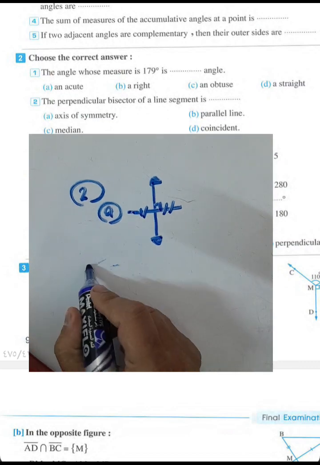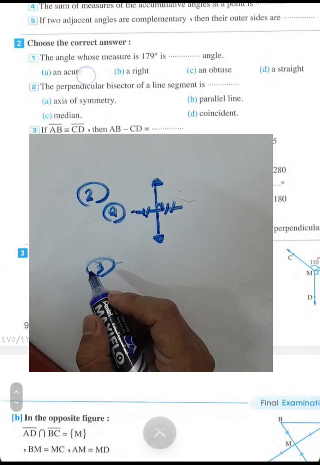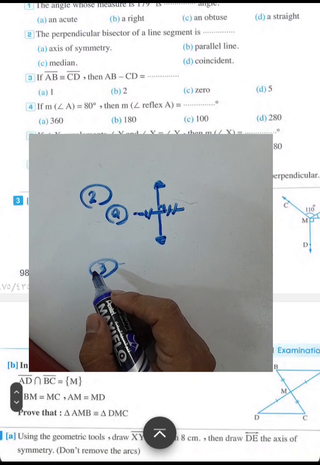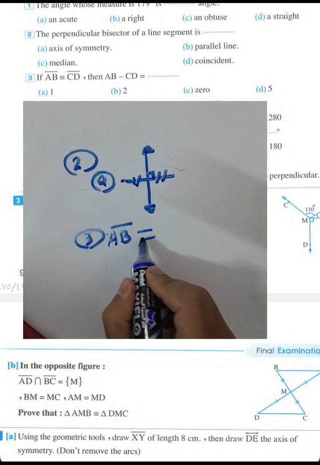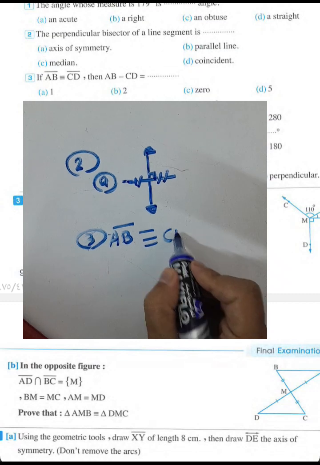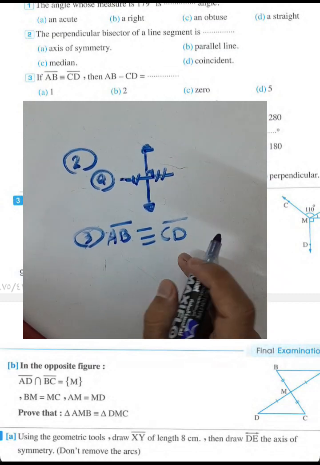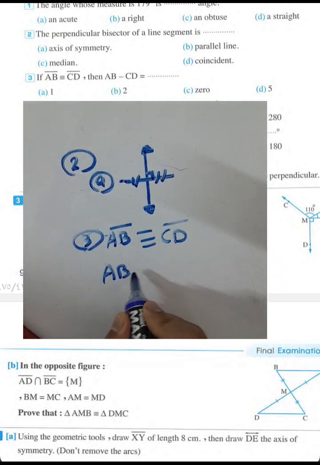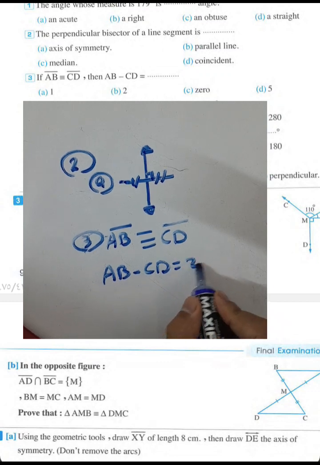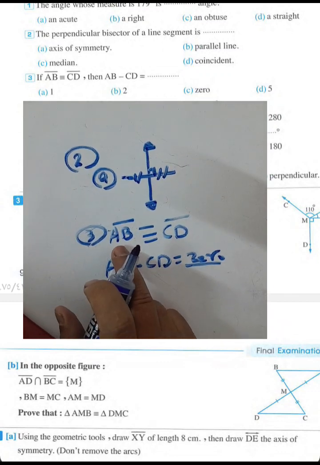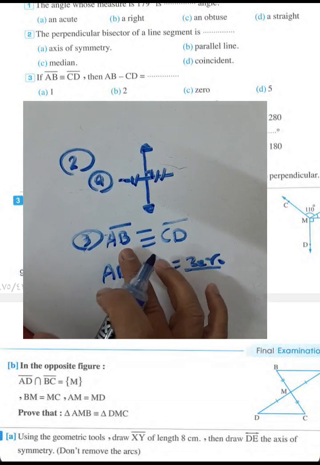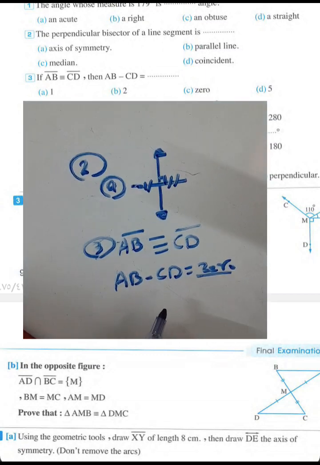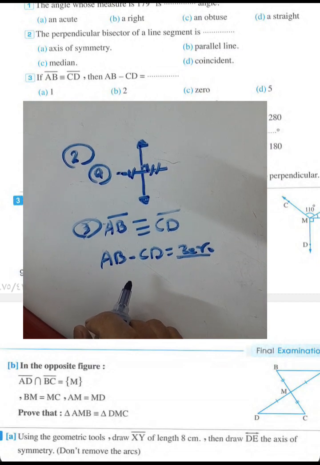Question number three. If line segment EF is congruent to line segment CD, then the difference between them, EF minus CD, will be 0, because line segment EF is congruent to line segment CD, meaning EF equals CD in length. Then EF minus CD equals 0. Okay, choose letter C.